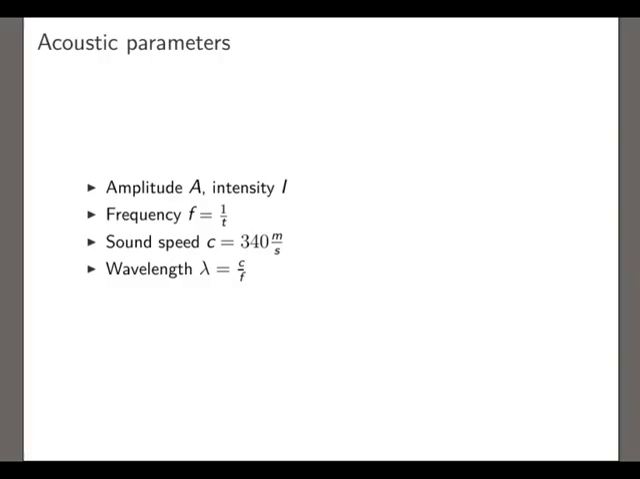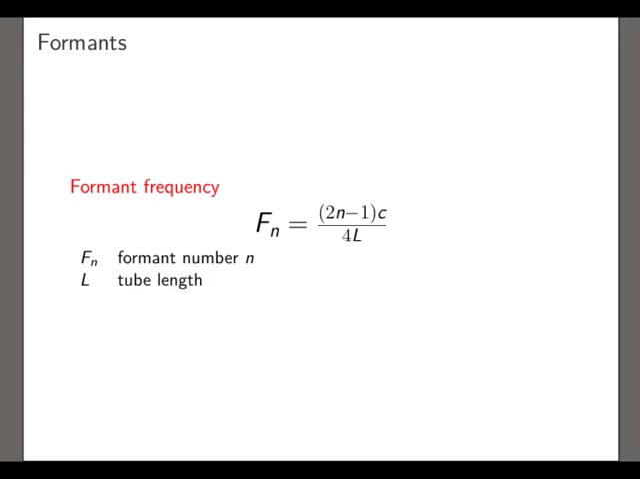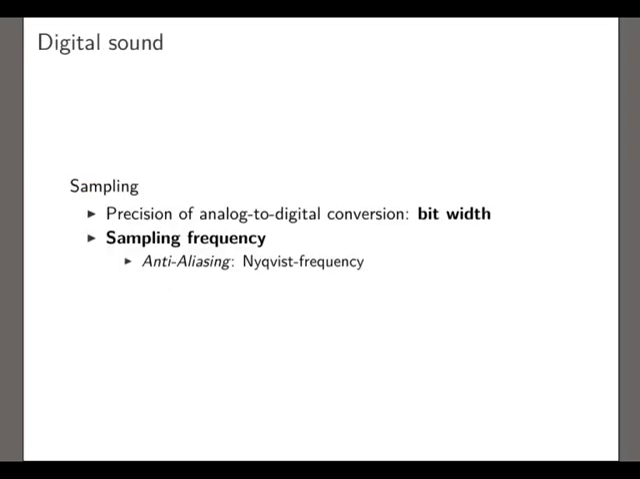To start off, a few reminders from the acoustic phonetics slides. But then on to digital sound. Bit width and sampling frequency are the two parameters that determine the quality of a digital recording.